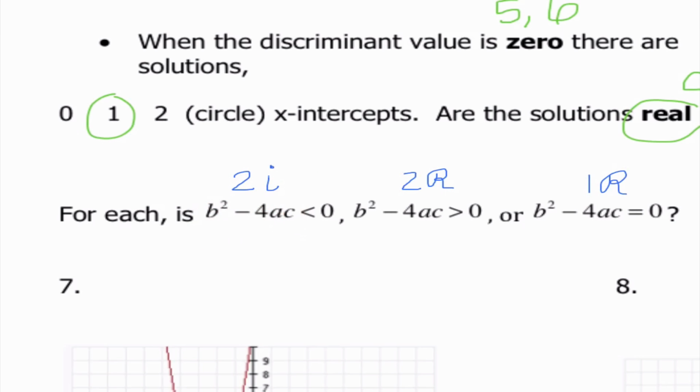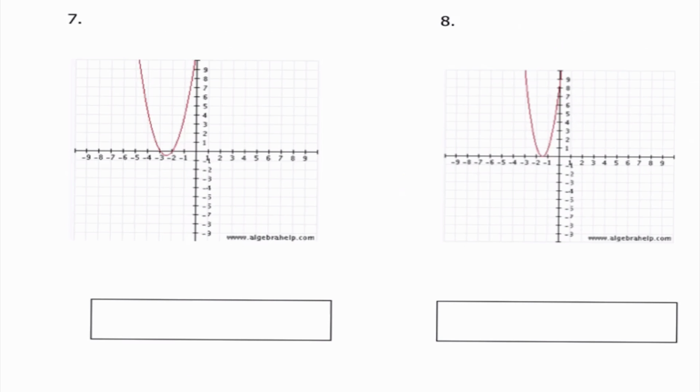We should know when our discriminant is negative, we're not going to have any x-intercepts. When our discriminant's positive, it should cross the x-axis 2 times, and we'll have 2 real zeros. And when it's equal to 0, we're going to have a double 0, and it's going to bounce off the x-axis. So for these next problems, we need to look at the graph and determine whether the discriminant is greater than 0, less than 0, or equal to 0.